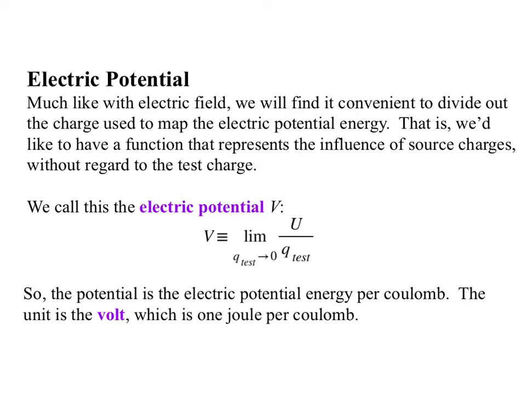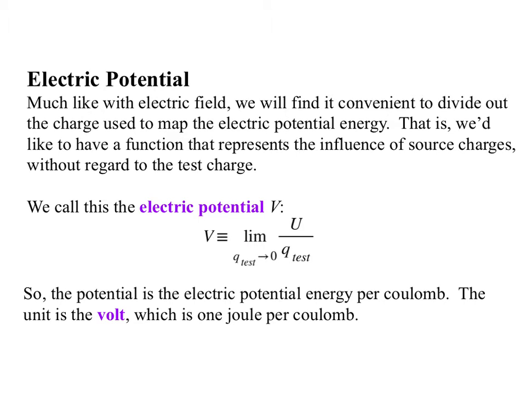Much like with the electric field, we will find it convenient to divide out the charge used to map the electric potential energy. That is, we'd like to have a function that represents the influence of source charges without regard to the charge we're using to test it. This is exactly analogous to how we would take the forces and divide out the charge to get the electric field. We call this new thing the electric potential and symbolize it usually with V.